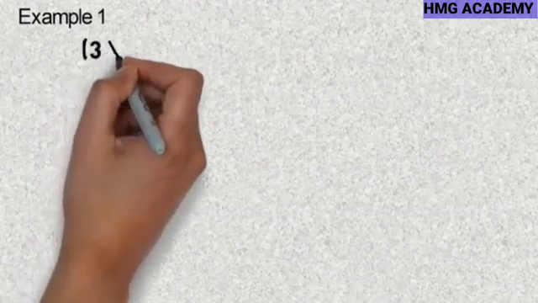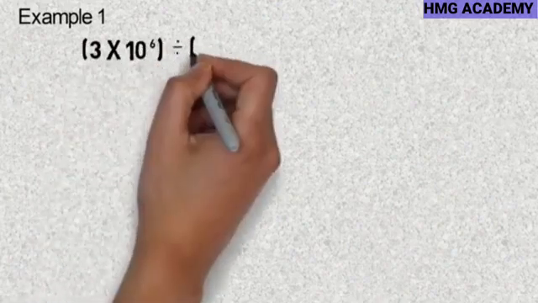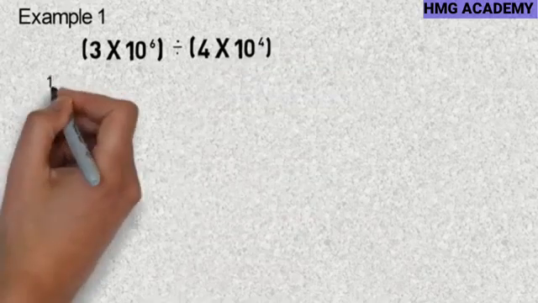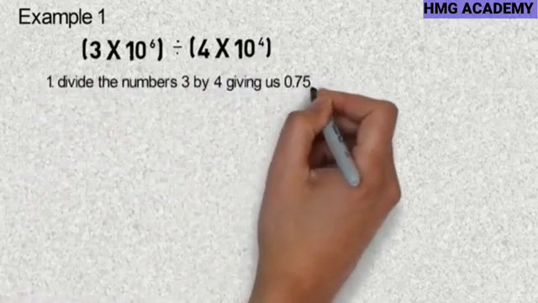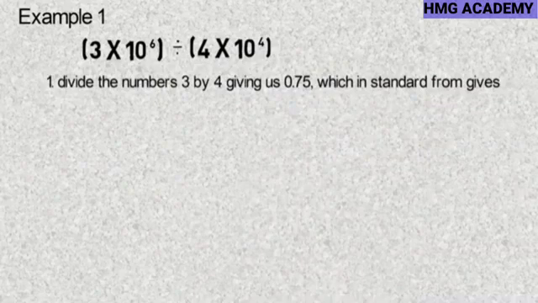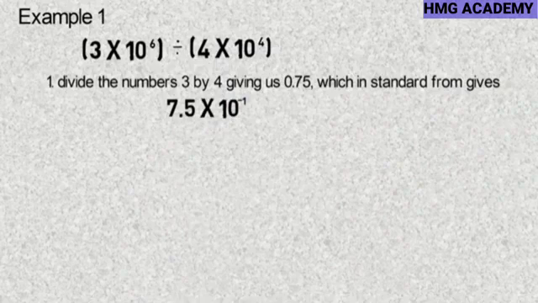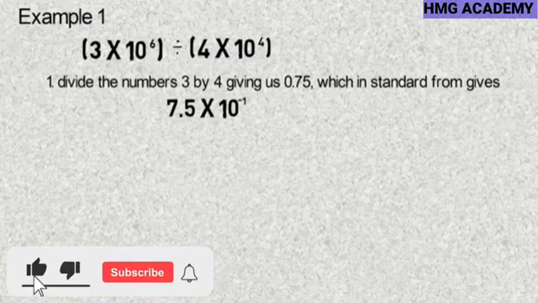Example 1. 3 times 10 raised to power 6 divided by 4 times 10 raised to power 4. What do we do first? We divide our normal numbers, which are 3 and 4. So dividing 3 by 4, it gives us 0.75, which in standard form is written as 7.5 times 10 raised to power minus 1. Here our decimal point is moving away from the front of 0 to the front of 7. So we are moving from left to right, which gives us negative. That is how we arrive at 10 raised to power minus 1.